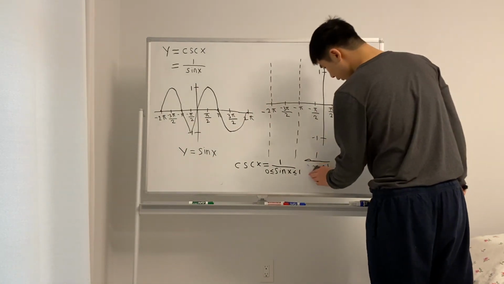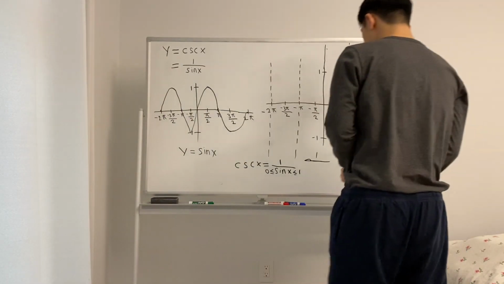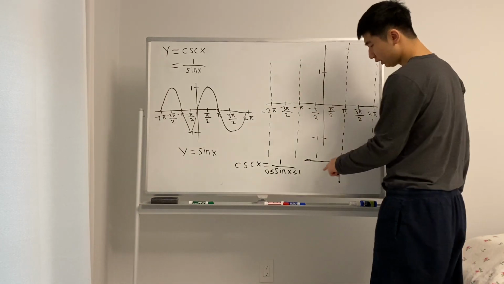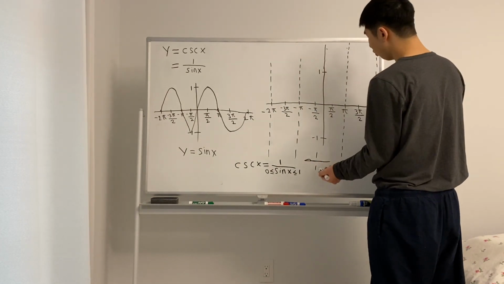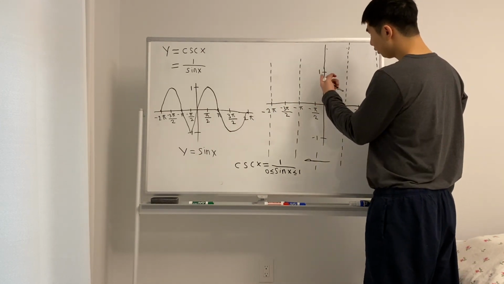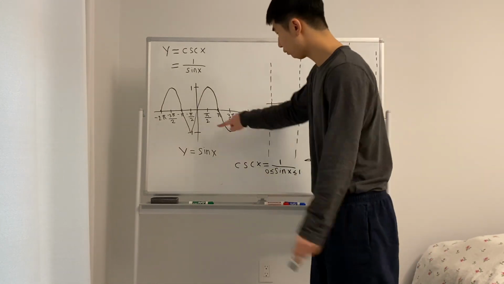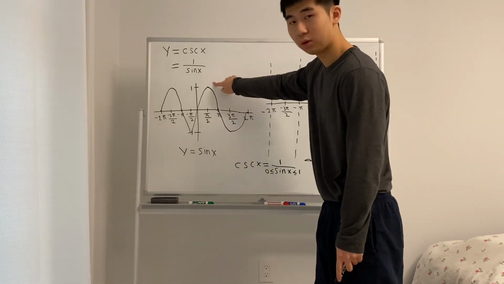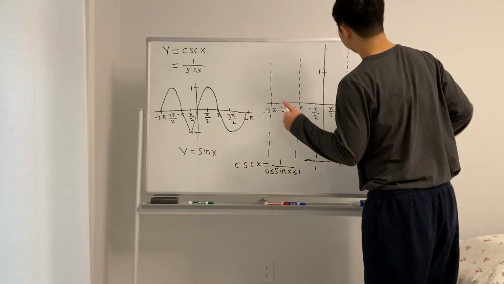Well, hopefully you realize that if we plug in 1 for sine x, 1 divided by 1 is just equal to 1. So on the cosecant graph, that's just going to equal 1. At pi over 2 on the sine graph, we're at 1. So at pi over 2 on the cosecant graph, we're also at 1. So we can plot a point at 1.